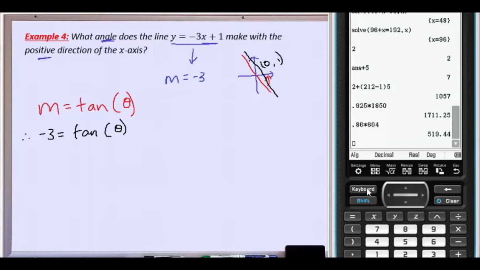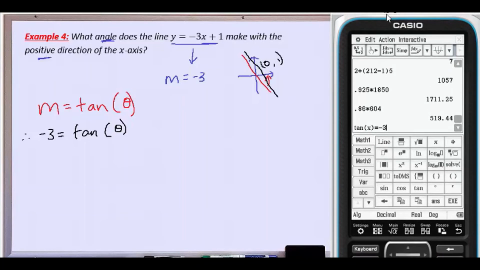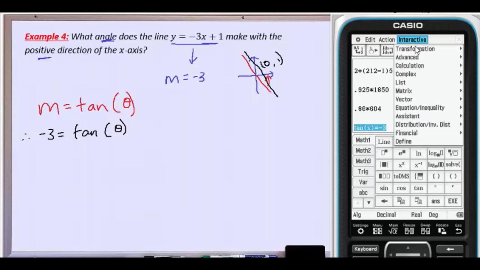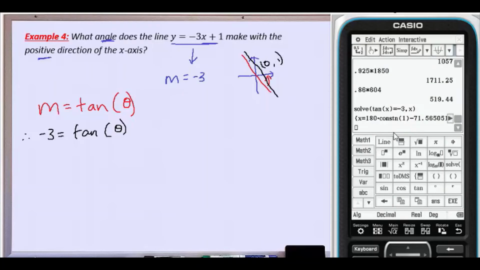And to do that, I'm going to go into my keyboard. And here in Maths 1, I have the tan function. So I'll write tan x equals -3, and then I can solve this. I would do that by highlighting all of it, going Interactive, Equation/Inequality, Solve for x. And now this will give me the answer that says x is a whole big long thing.